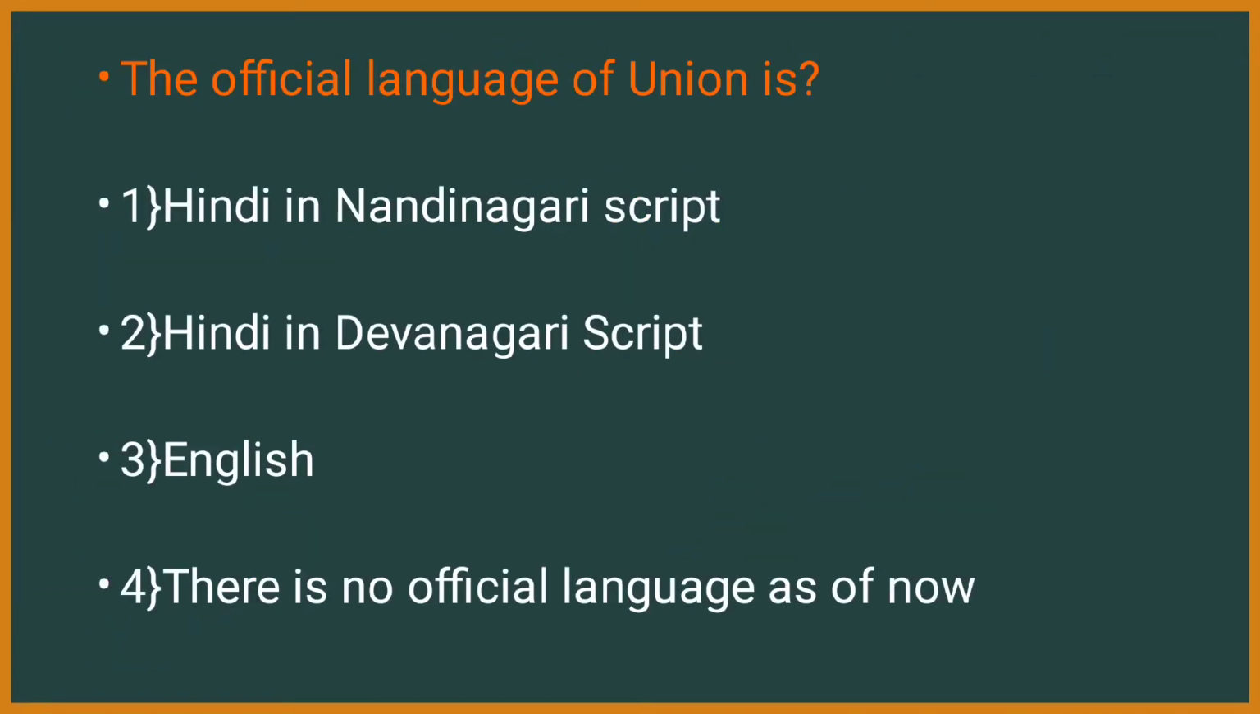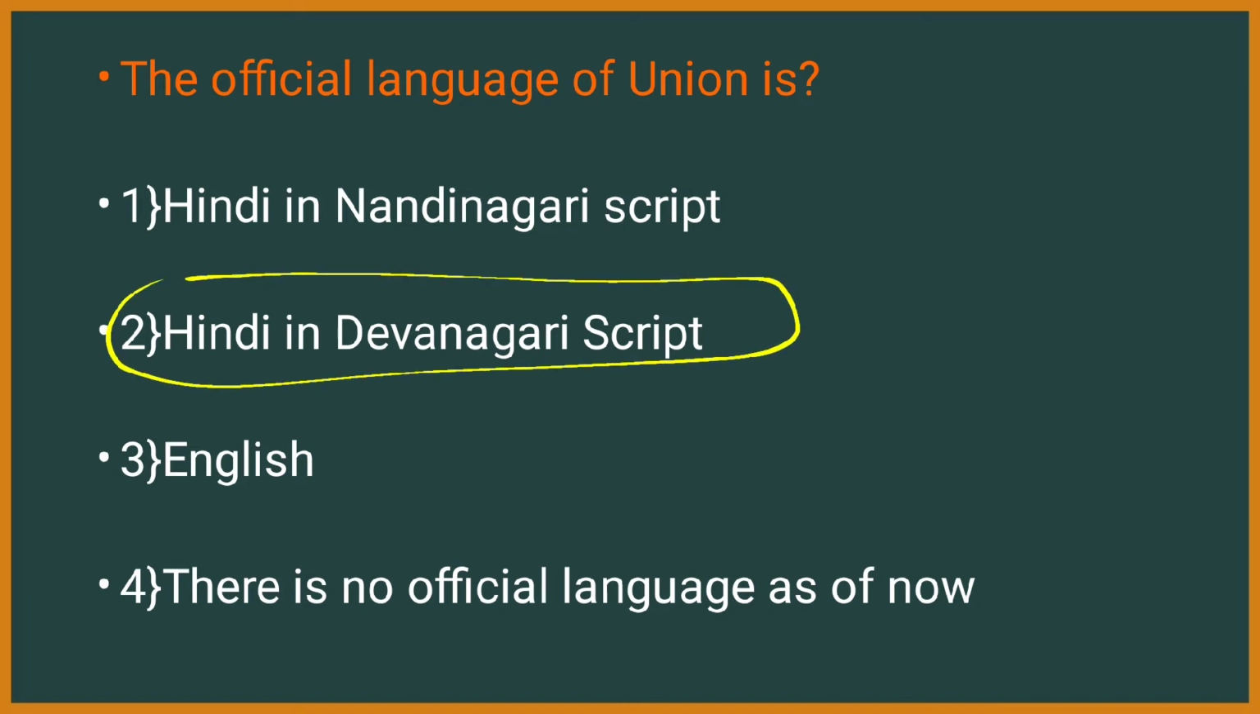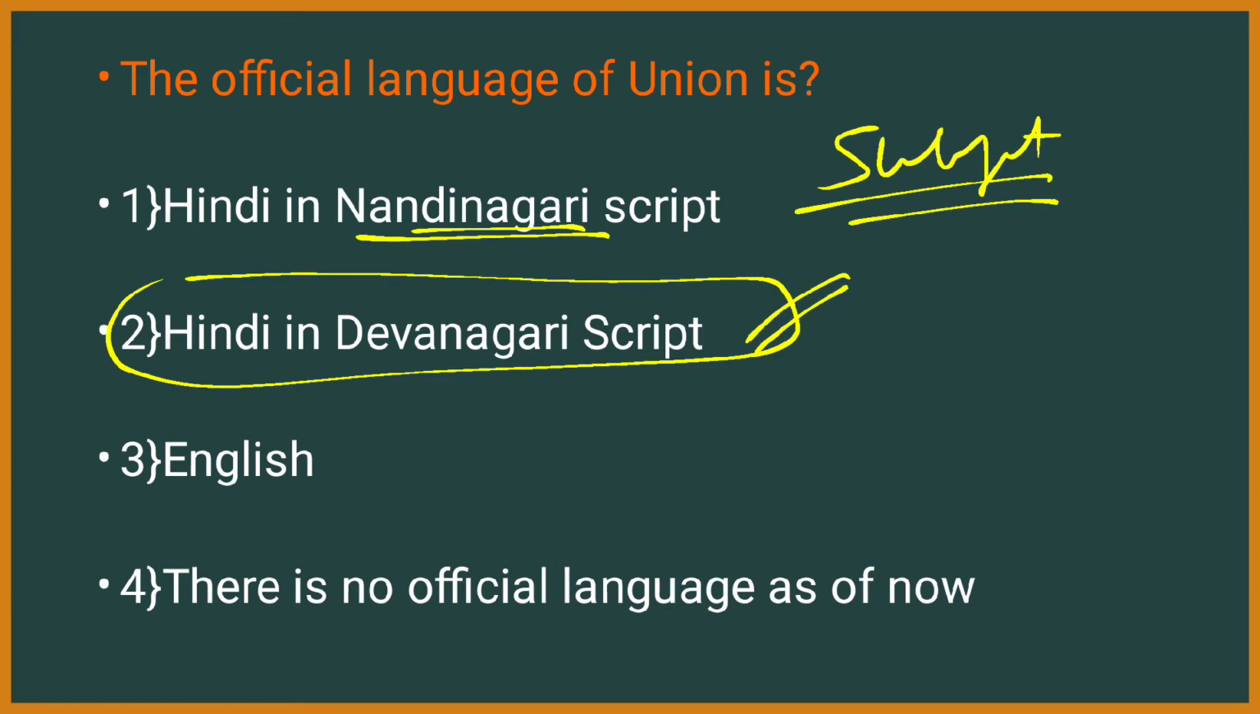Next, the official language of the Union is: Hindi in Nandi Nagari script, second, Hindi in Devanagari script, third, English, and fourth option, there is no official language as of now. Here the right answer is Hindi in Devanagari script. It has been adopted as the official language of the Union. And do remember, this Nandi Nagari is nothing but a subset of Devanagari, right? Or it is called a sister of the Devanagari script.